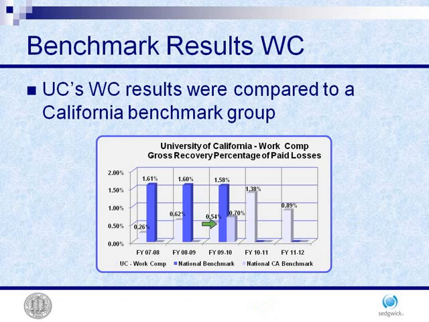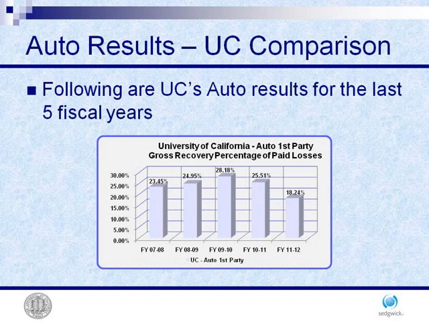All right, if you notice here, this is the California piece of the national benchmark survey, and that was 0.7%. And if you look at the university's results, we're more in line there with the California results. We did not have results for auto and property from the national survey, but we use the same measure, which is comparing the gross recovery as a percentage of the paid losses.